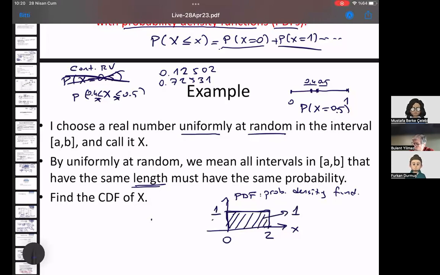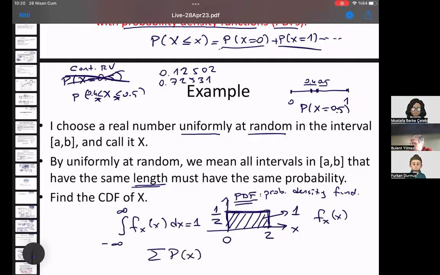So I will write 1/2 here, right? So the area under the PDF should be equal to 1. So let's say the PDF is f of x, okay? The area under this f of x should be equal to 1. So the total, we were writing as probability of x equals to 1, right? In PMFs, for discrete random variables, probabilities should add up to 1.